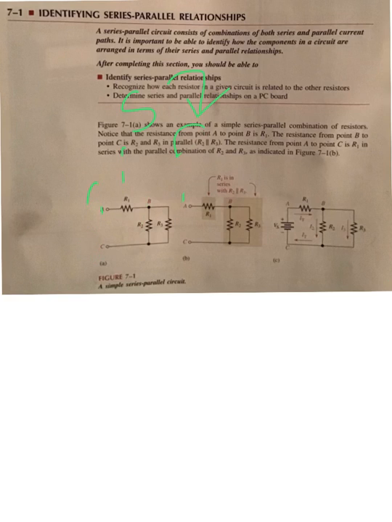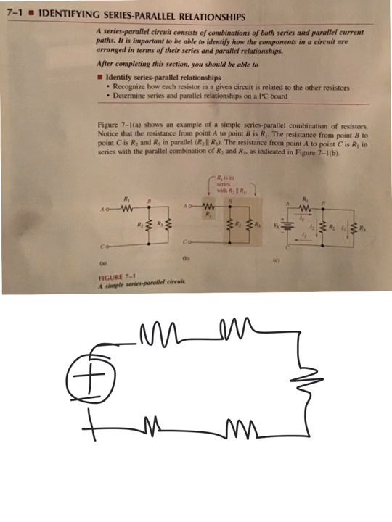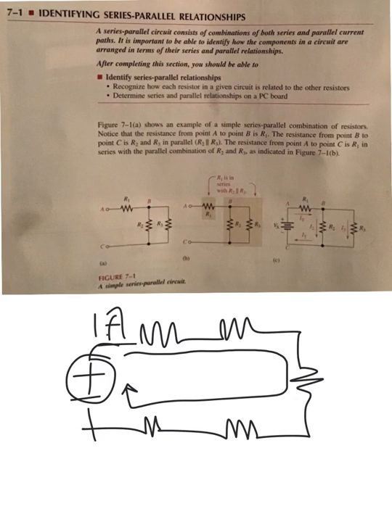This was true when we had series circuits. If you think of a series circuit as one that looks like this, here it is. Here's the battery. Whatever current leaves comes back. If 1 amp leaves, 1 amp comes back. Okay, that's what happens in a series circuit.